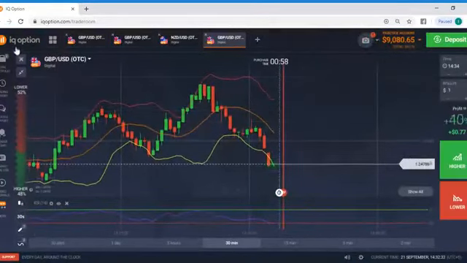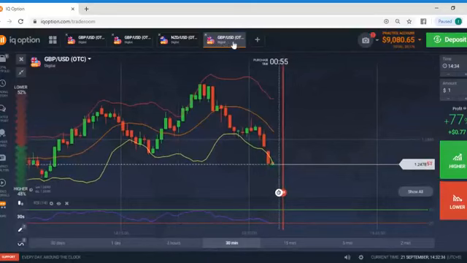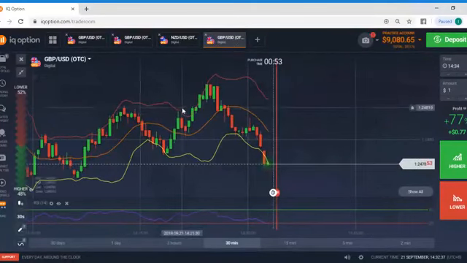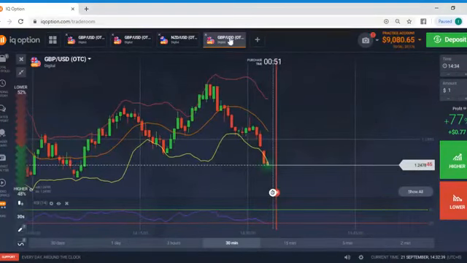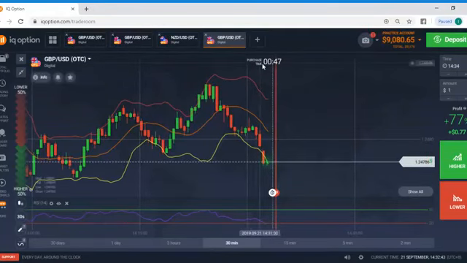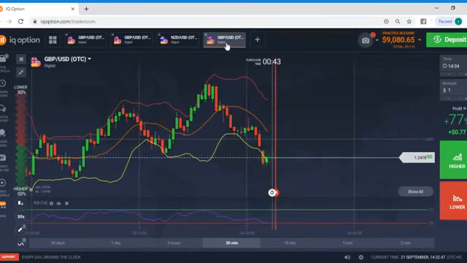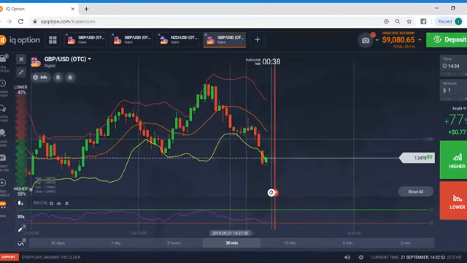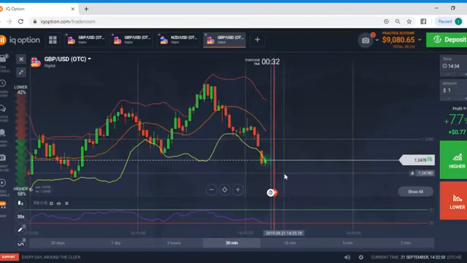Okay, so we're currently looking at currency pairs, Forex, and this is digital options trading. And this is the only portal, from what I know, that has a virtual account where you can trade over the weekend.